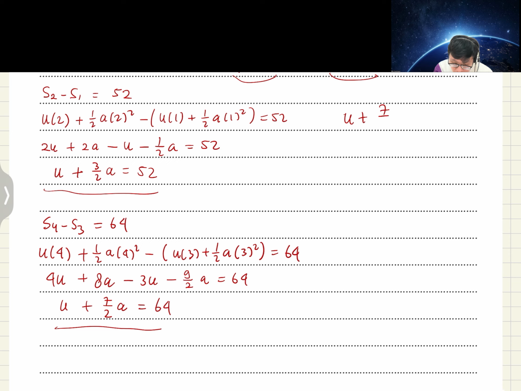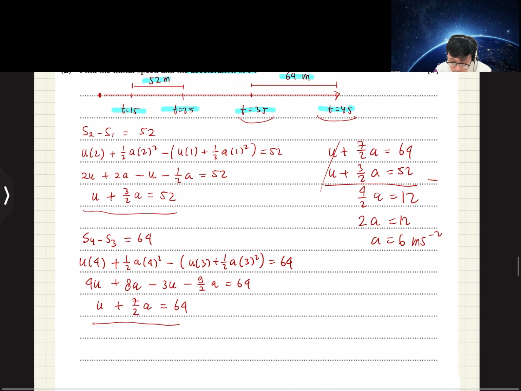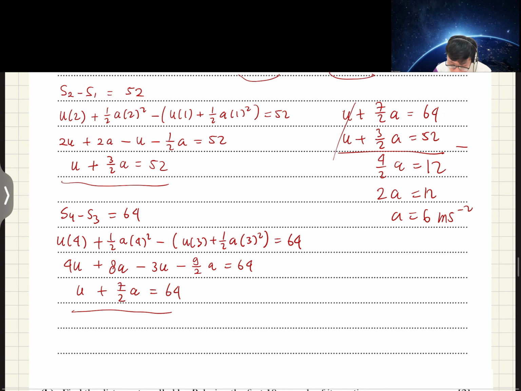u plus 7 over 2 a equals 64, and u plus 3 over 2 a equals 52. So we subtract and cross out the u. 7 over 2 minus 3 over 2 is 4 over 2 a equals 12. So 2a equals 12, a equals 6 meters per second squared. So that's our a, and to find the u, the initial velocity, just use one of the equations.